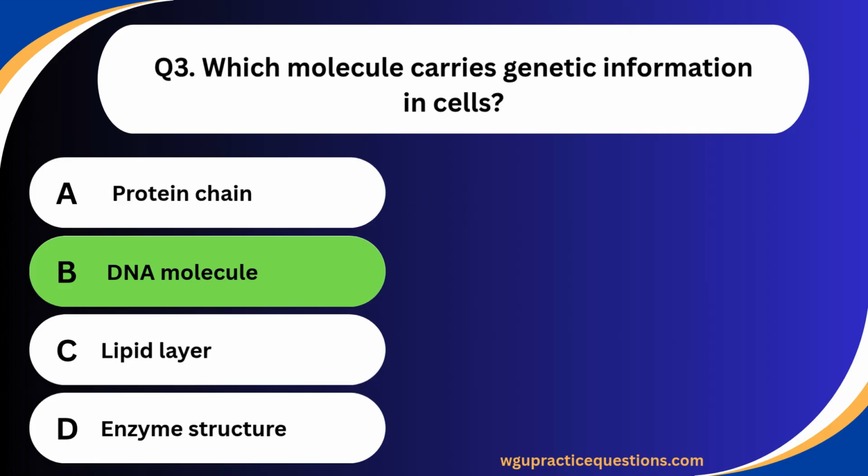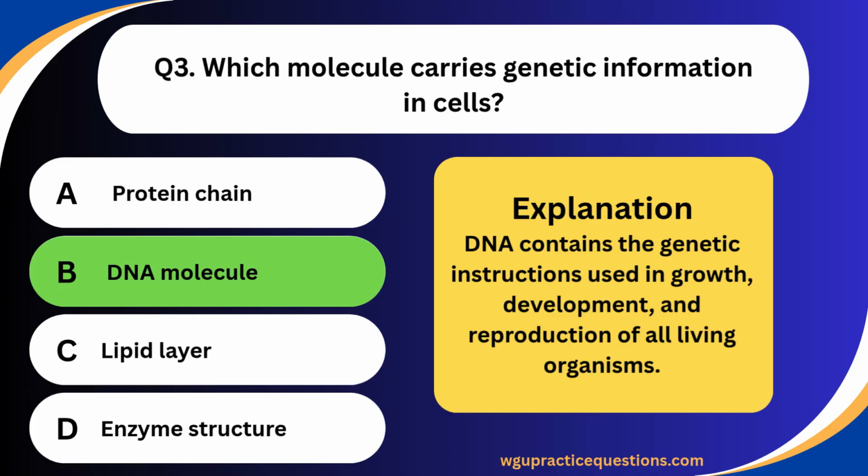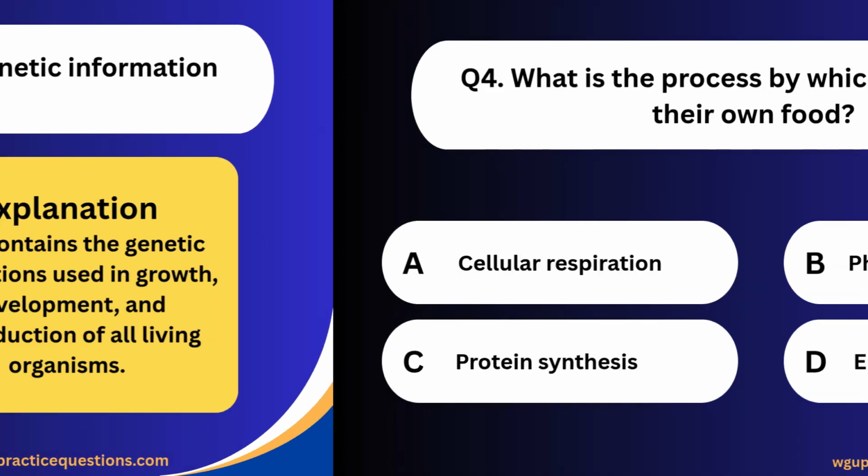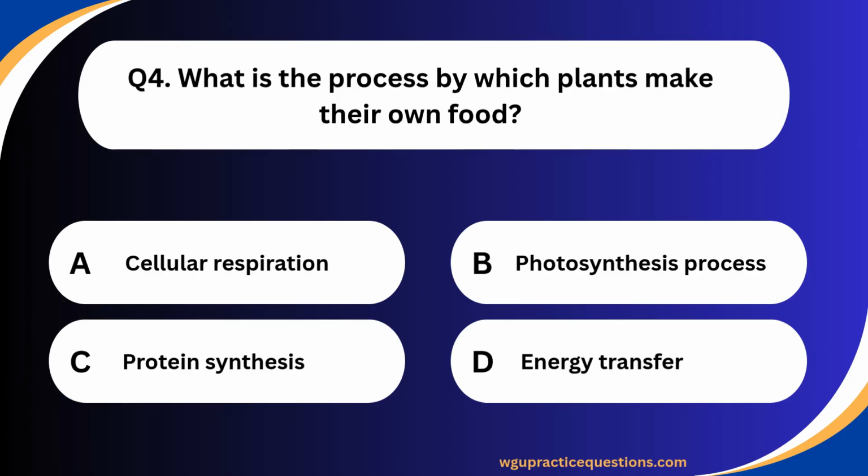DNA molecule. Explanation. DNA contains the genetic instructions used in growth, development, and reproduction of all living organisms. Question 4. What is the process by which plants make their own food? A. Cellular respiration. B. Photosynthesis process. C. Protein synthesis. D. Energy transfer.